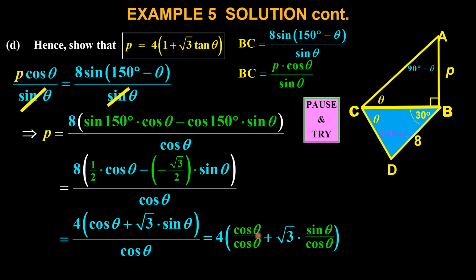And now what is cos theta over cos theta? That's correct, it's 1. And what is sine over cos? That's correct. So there I get 1 plus root 3 tan theta. And let's compare: 4, there's the 4. 1 plus root 3 tan theta, and there we've proved the question.